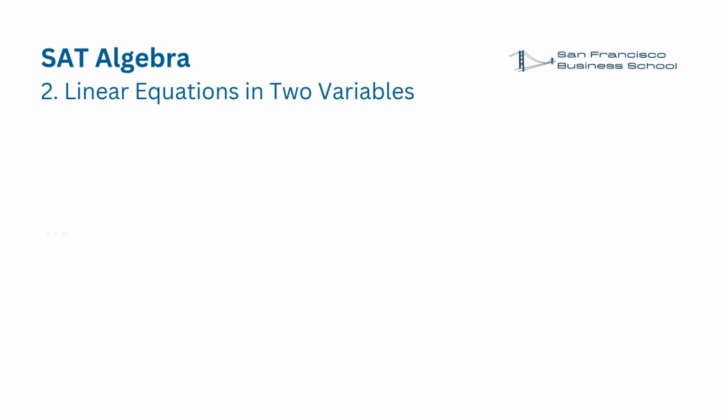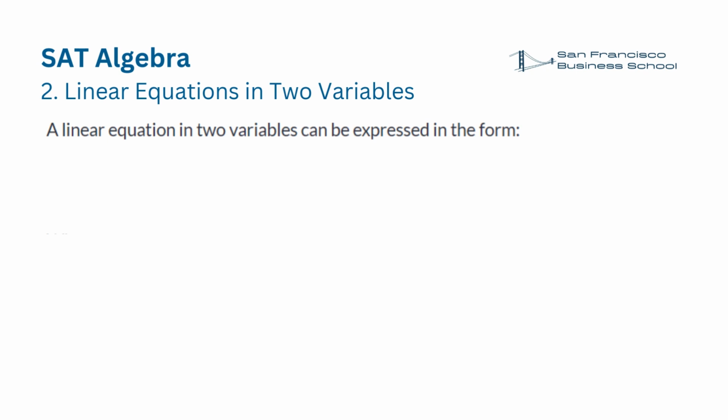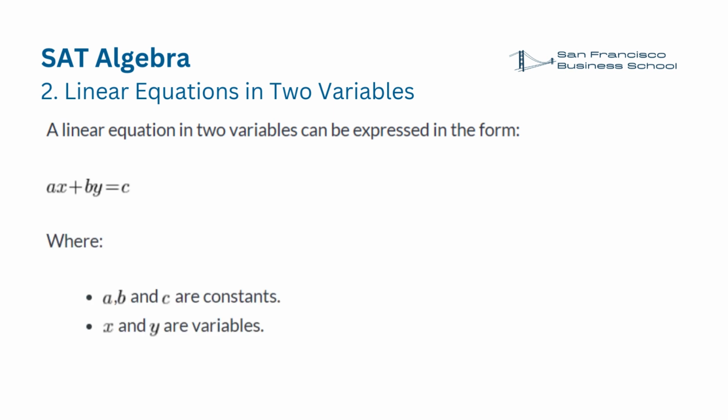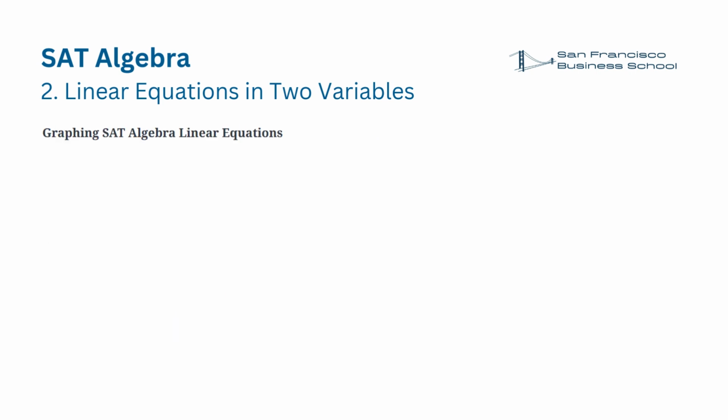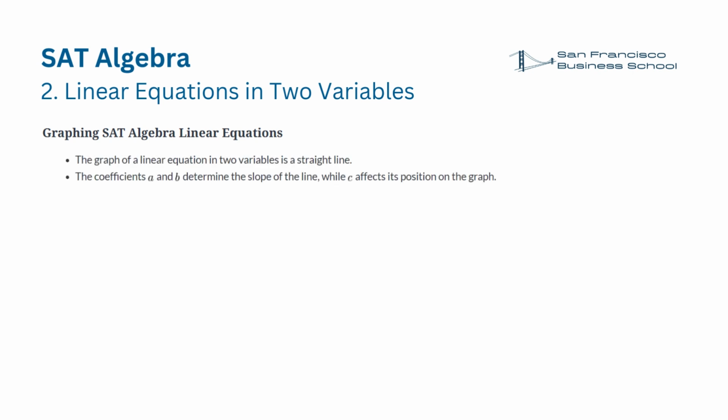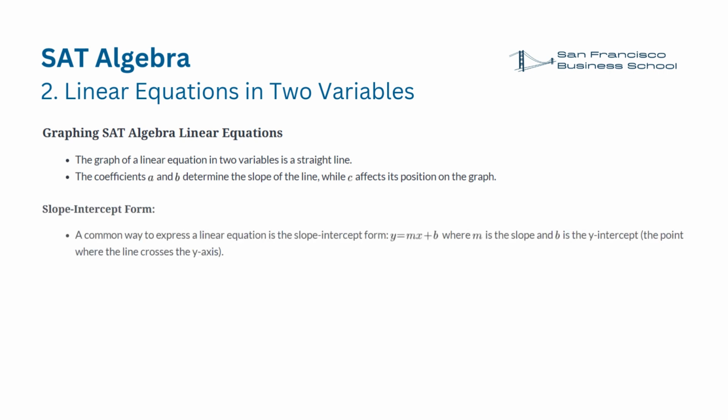2. Linear equations in two variables. A linear equation in two variables can be expressed in the form of ax plus by equals c, where a, b, and c are constants. x and y are variables. Graphing SAT Algebra linear equations. The graph of a linear equation in two variables is a straight line. The coefficients a and b determine the slope of the line, while c affects its position on the graph.